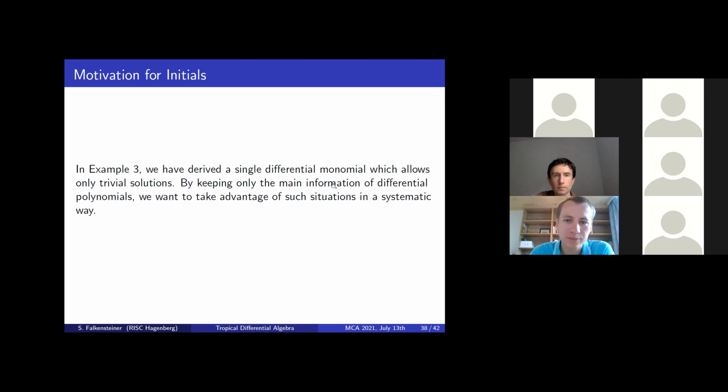Okay, so in this example previously, we have seen that if we have a single differential monomial, the solutions are relatively easy to compute. I mean, they're just the trivial ones.